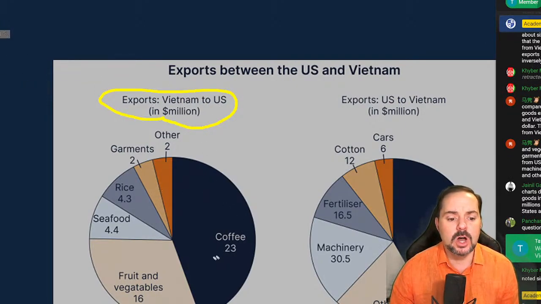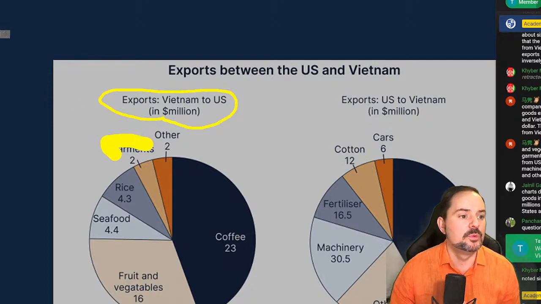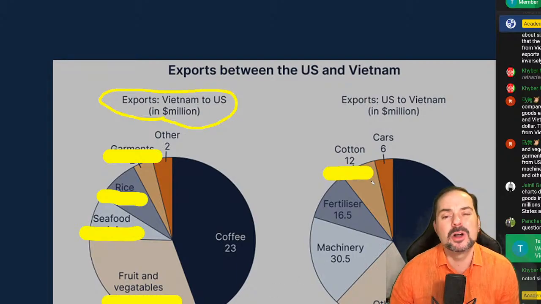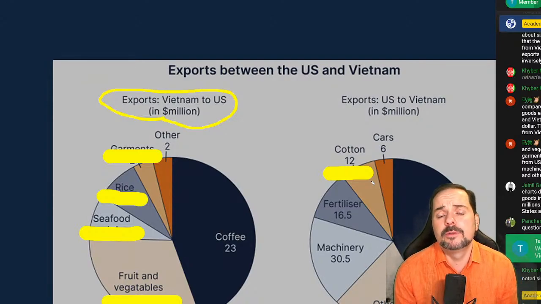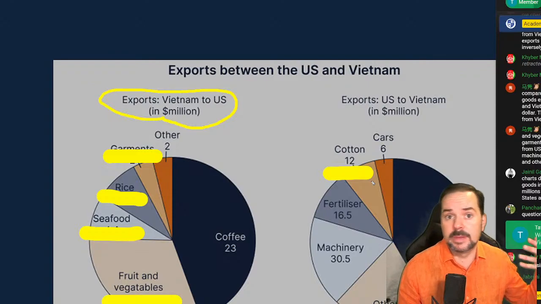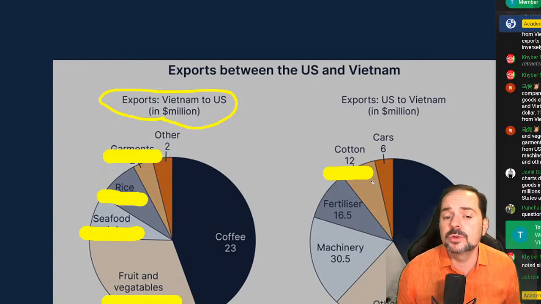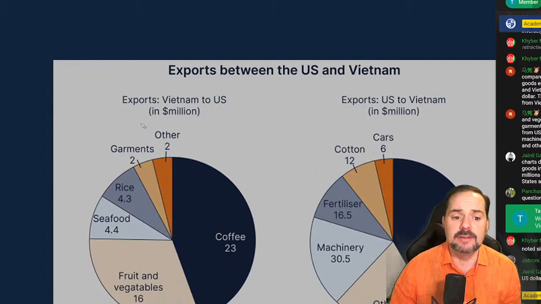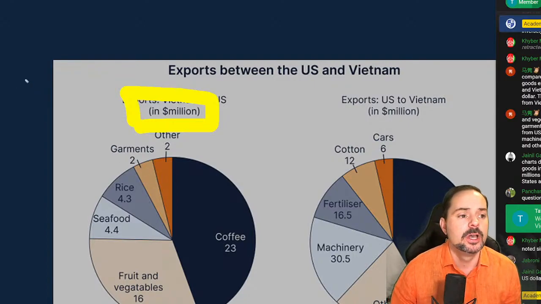All right, and we have lots of different items here. So we have garments. Ooh, that's really big. We have garments. We have rice. We have seafood. We have fruit and vegetables, cotton. So I'm not going to list all of those. You could though. So if you listed those in your introduction, like Vietnam exports these, US exports these, that's okay. You could do that, okay? All right. Okay, but you definitely want to mention the measure, the millions of dollars, okay? So mentioning the measure is super, super important, okay?